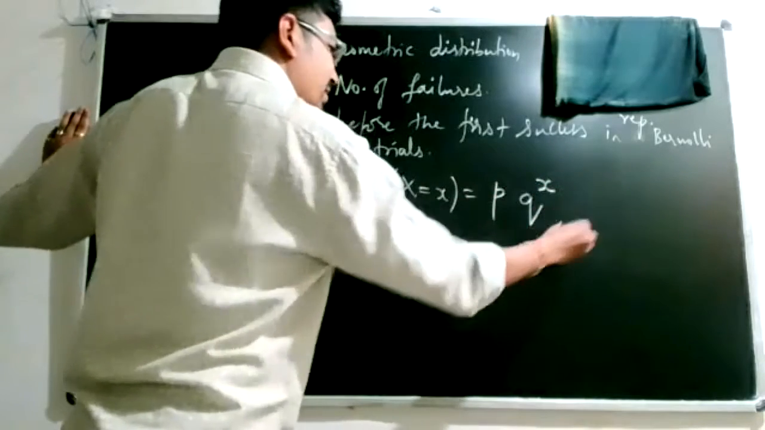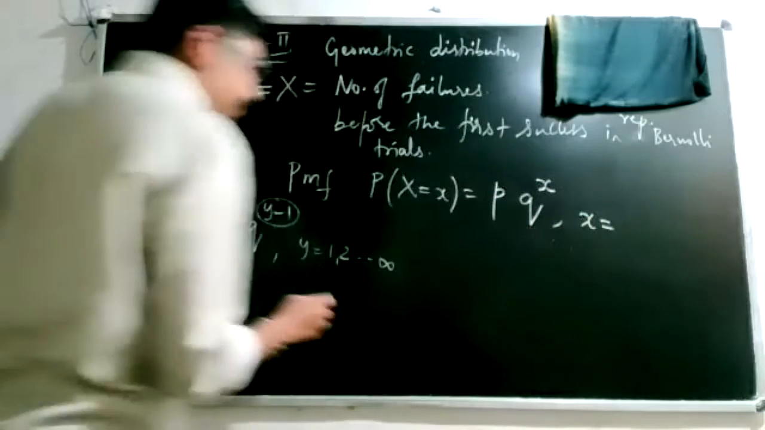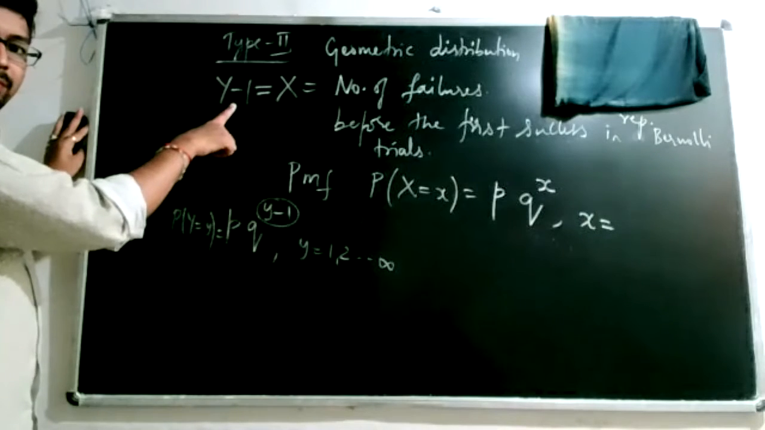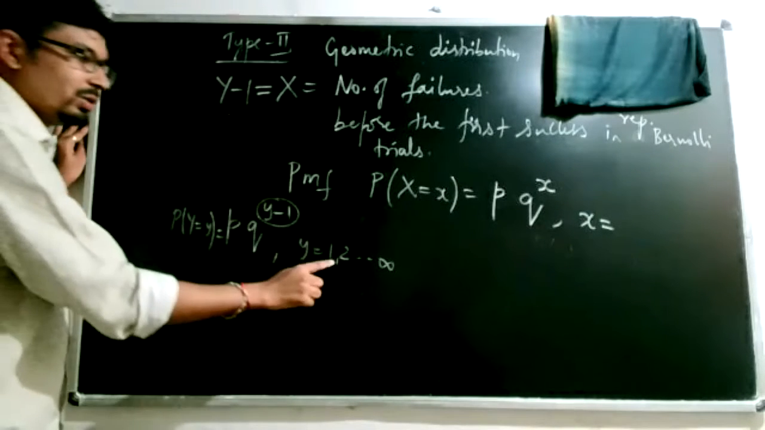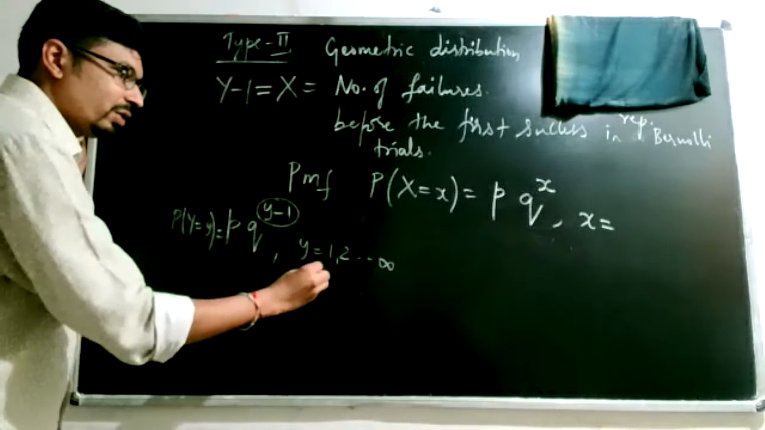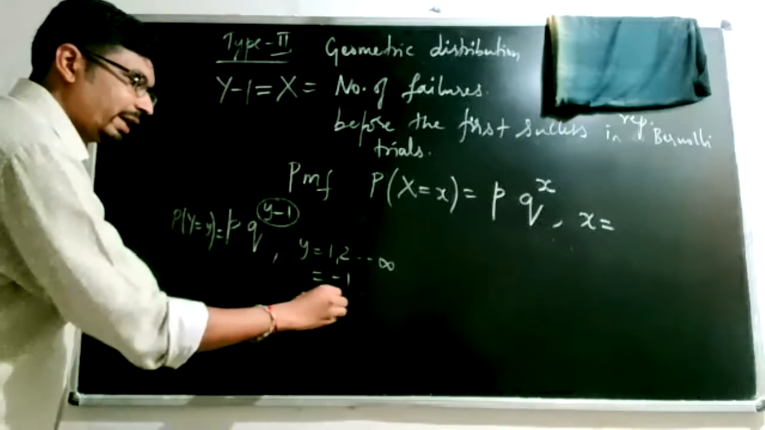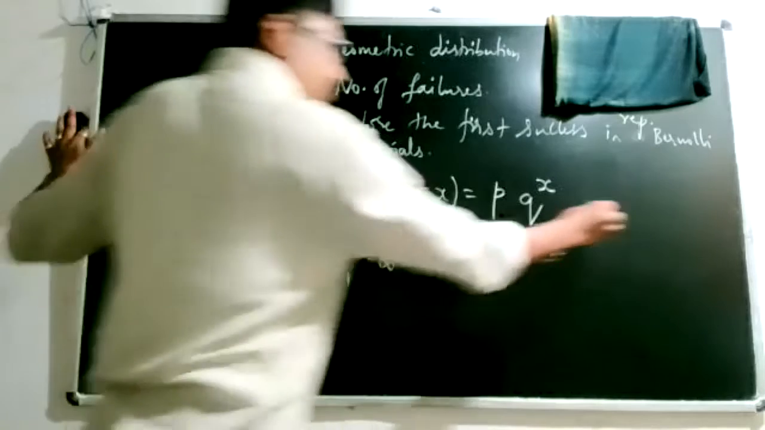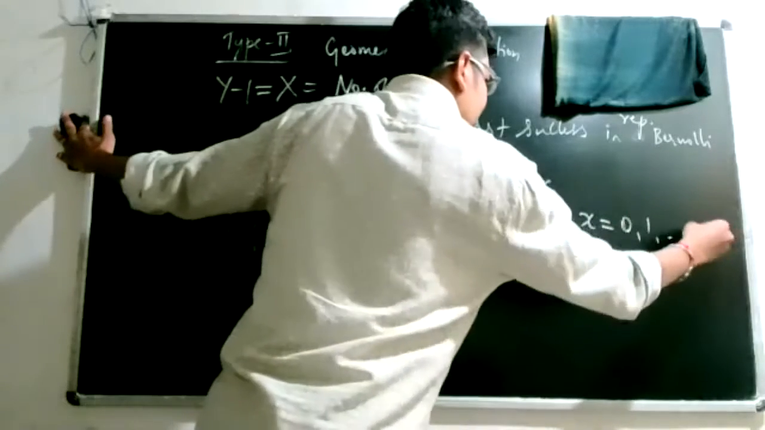So P Q power x. So what happens to the values of x? What is your x? x is y minus 1. y is 1 to infinity. So if you do minus 1, what do you get x as? 0, 1 to infinity. So this is the support.